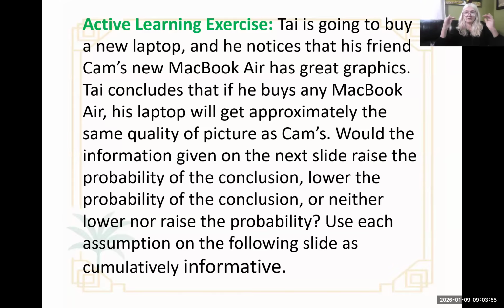Now, what we're going to do is we're going to take information cumulatively here. So remember that as I go through these different possibilities, each one is building off the earlier one. So with the information given on the next slide, raise the probability of the conclusion, lower the probability, or neither raise nor lower. So if you're looking at me in the corner, we're going to do thumbs up if it raises, thumbs down if it lowers, and thumbs neutral if it's neither raising nor lowering the probability.